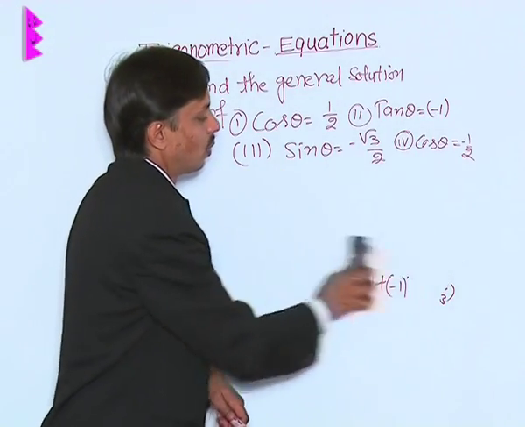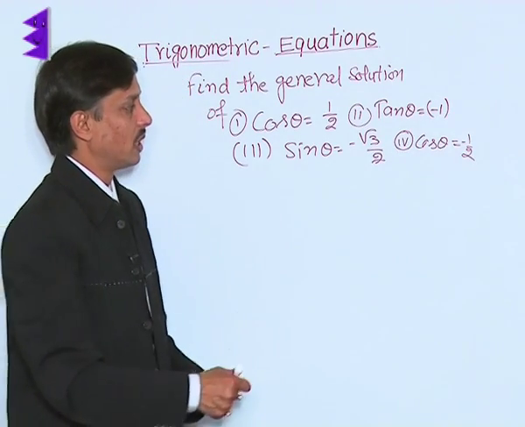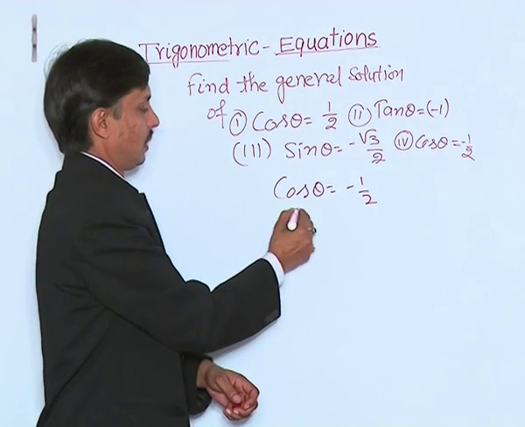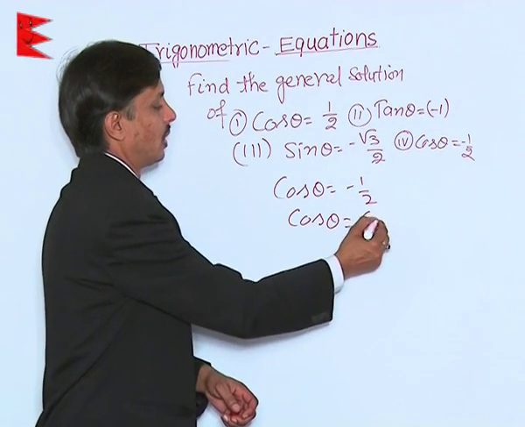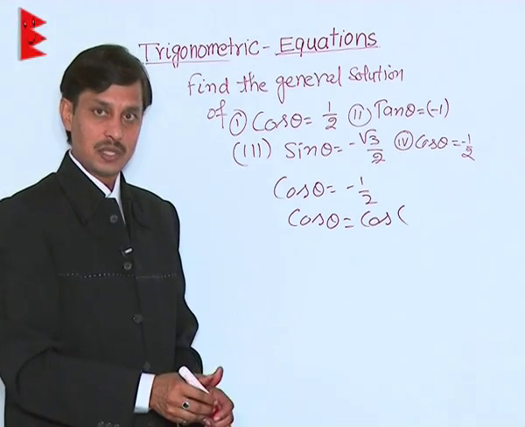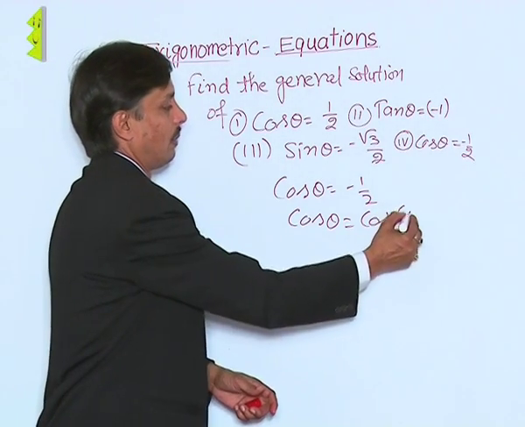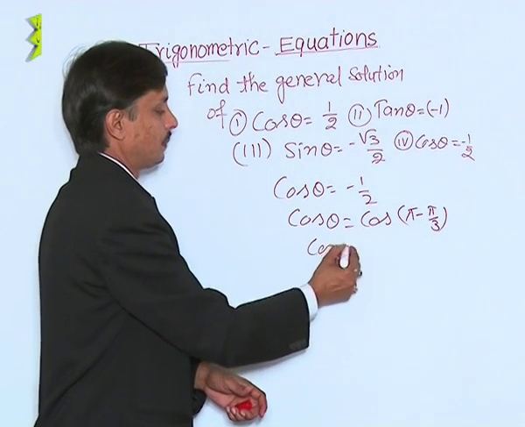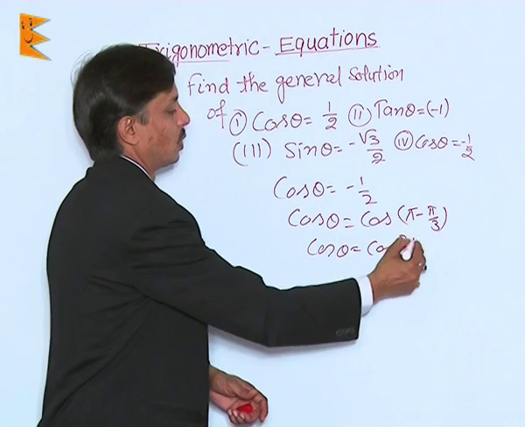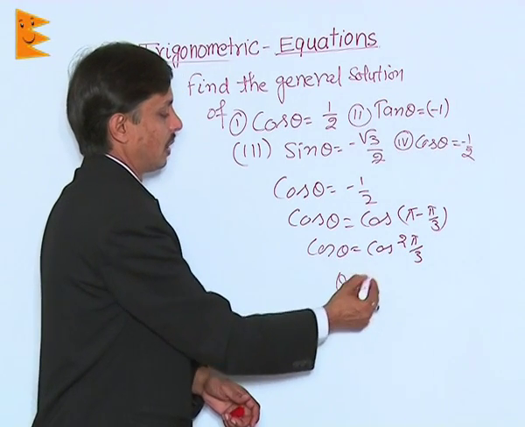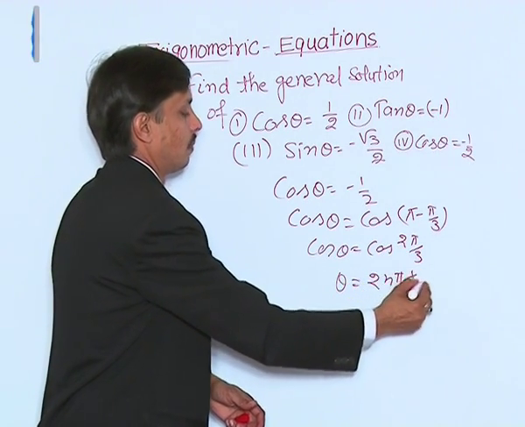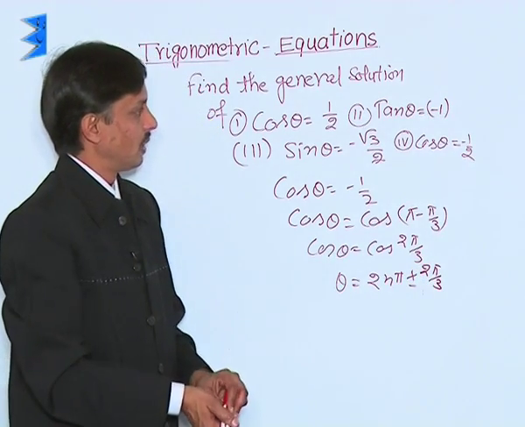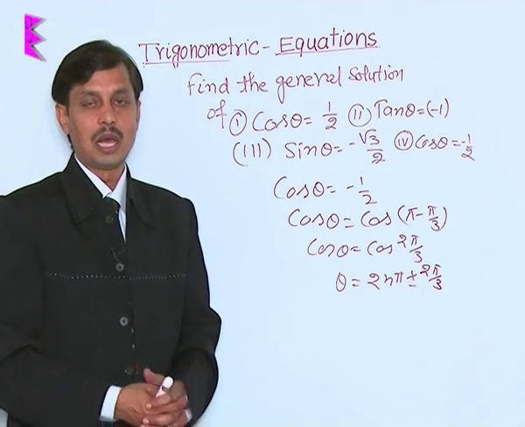Now if I talk about the fourth part, that is cos theta is equal to minus half. Cos theta is minus half. If I tell you in general, half is what? 60 degrees, but it is minus, so I will write it as pi minus pi by 3. So cos theta becomes cos of 2 pi by 3 and theta becomes 2n pi plus minus alpha, that is 2 pi by 3. So like this we can solve the problems applying the results.